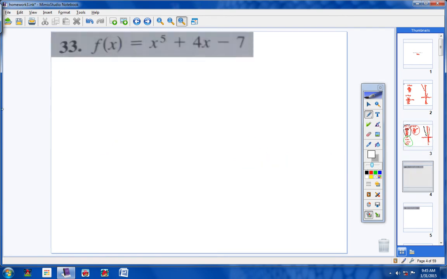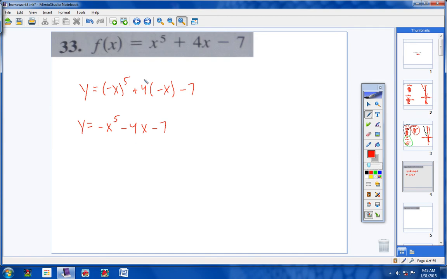For numbers 33 through 36, we're going to determine if the function is even, odd, or neither. I'm going to go pretty fast on these. To determine if it's even, everywhere there's an x, you put a negative x. And then you simplify. Well, a negative x to the fifth power is going to be a negative x to the fifth, because negative times negative times negative times negative times negative is negative. And then 4 times negative x is negative 4x. And then minus 7. Got it.